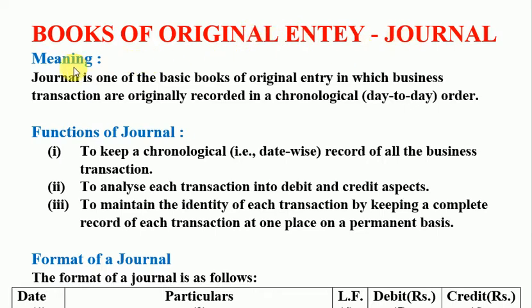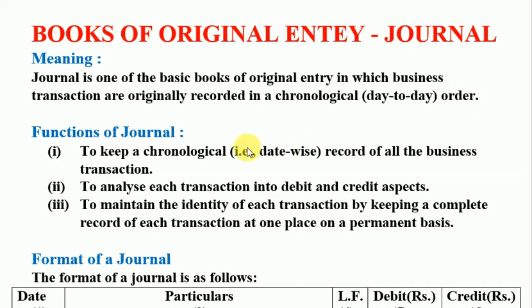Coming to the meaning: Journal is one of the basic books of original entry in which business transactions are originally recorded in chronological, that means day-to-day order. So what is journal? Journal is a book in which we record all the business transactions initially in the books of accounts in a chronological order. That means day to day, whatever business transactions are conducted in a business, all these business transactions are going to be recorded in the journal.